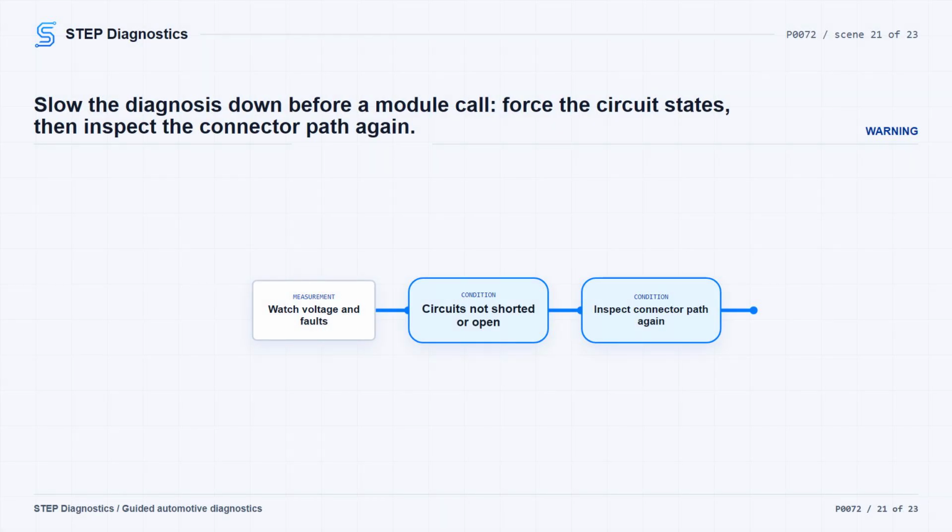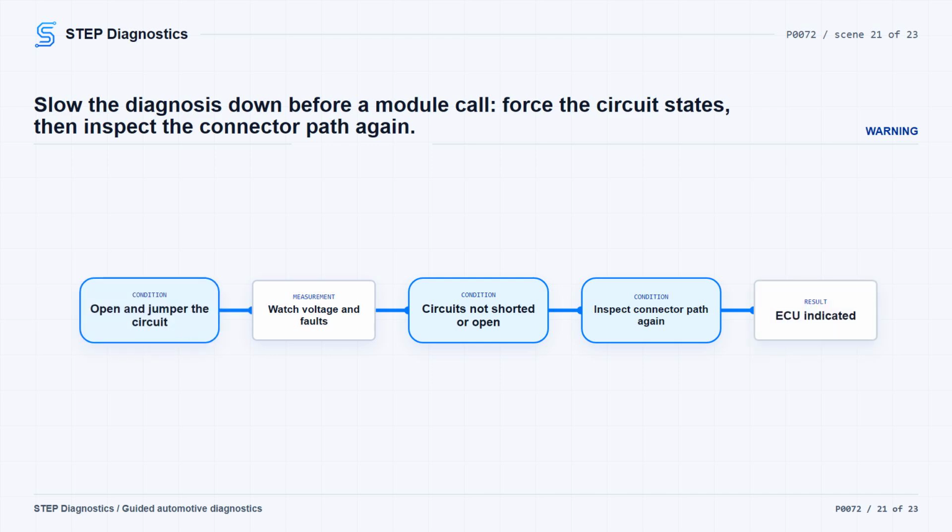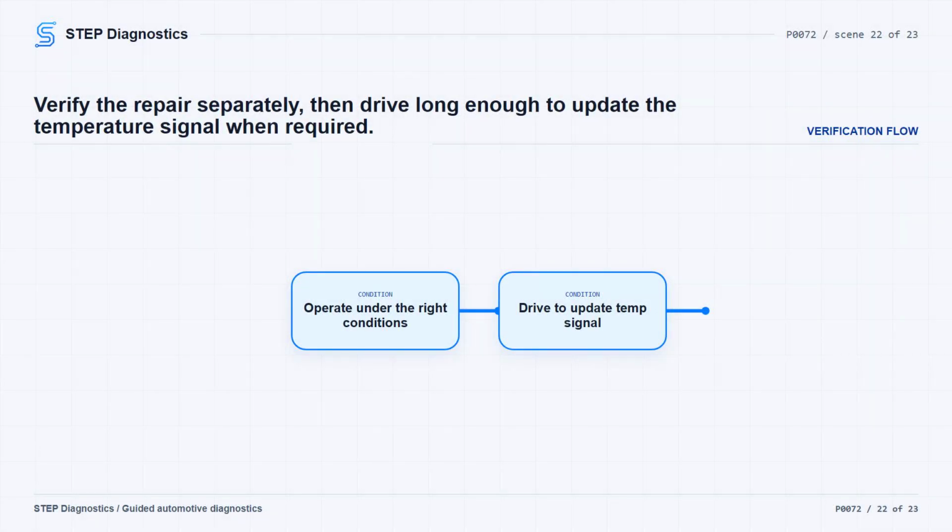If testing starts pointing at the ECU, slow down and prove it. Open and short the circuits as the test requires, then watch the signal voltage and the fault response. If the expected voltage readings or expected faults do not occur when opening and jumping the connector, and the circuits are not shorted or open, then a faulty ECU is indicated. But before condemning it, carefully inspect the full connector path again for water intrusion, spread terminals, pushed out terminals, burnt terminals, or corrosion. Keep verification separate from the testing.